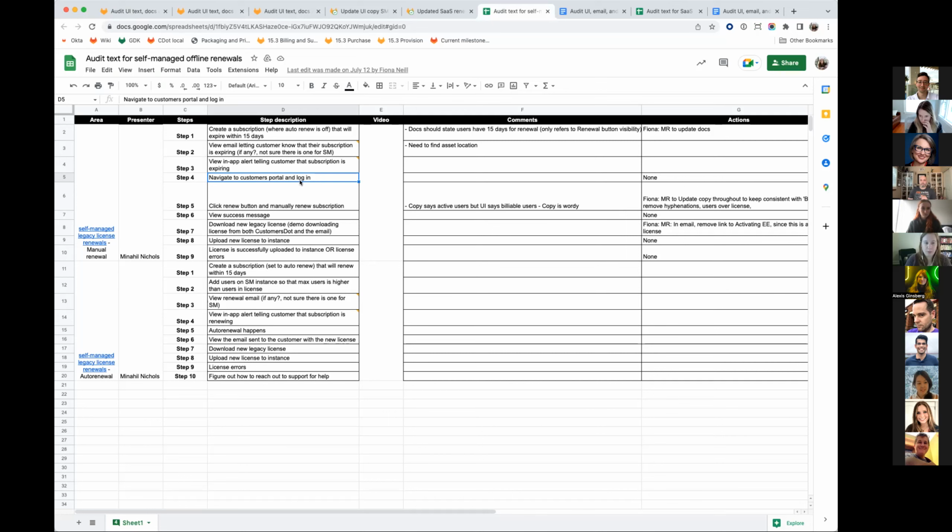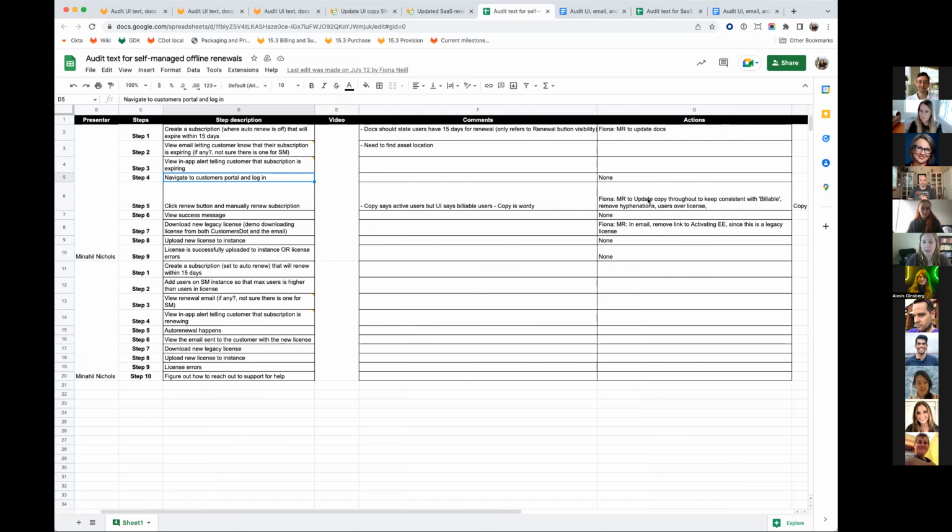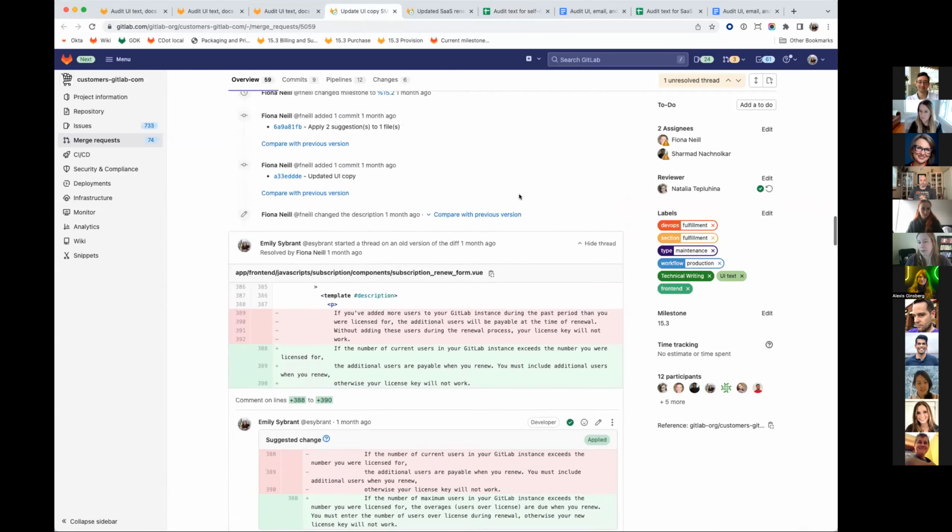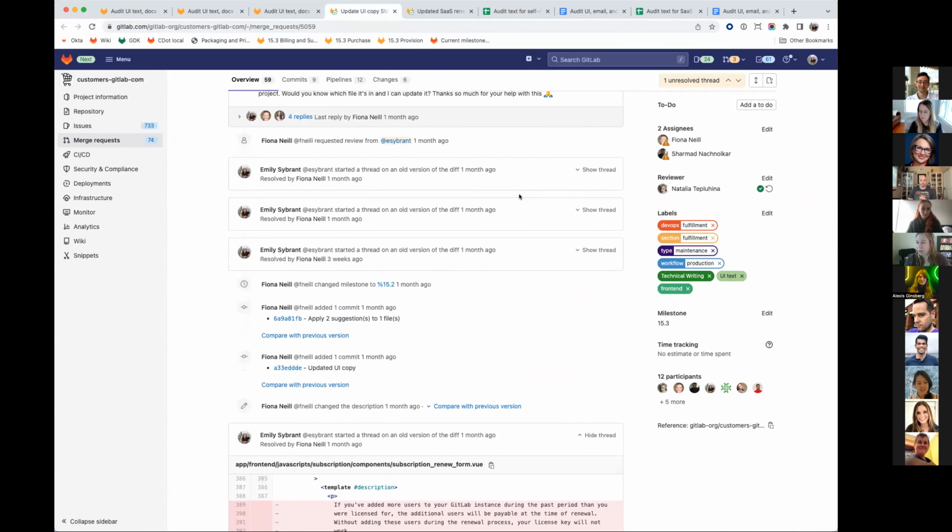But what we did do is we went through as many areas as we could, and we took notes about what areas the copy could be improved, what areas the copy was inaccurate, and then we started making MRs to update these things. One of our big learnings here was that it is much easier to point out areas where the copy could be improved, but actually writing better copy in a sync meeting is very difficult, and that's a task that we took async.